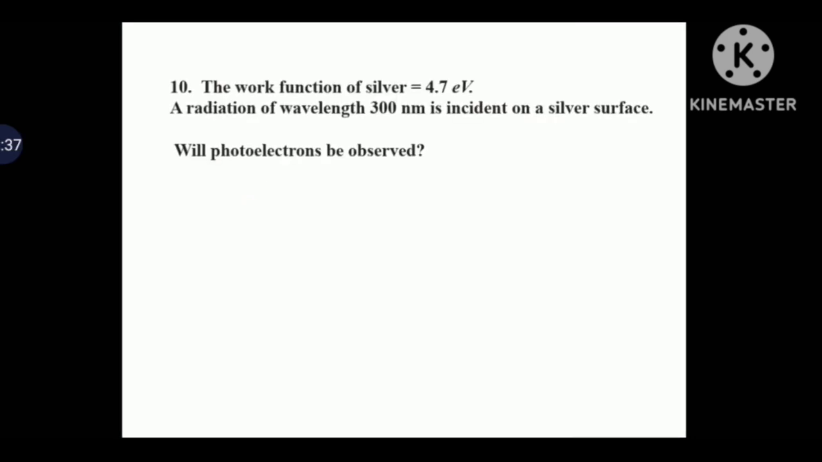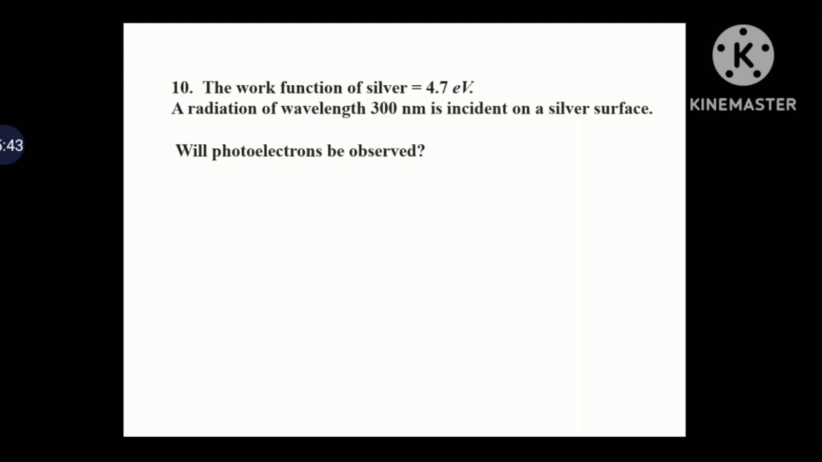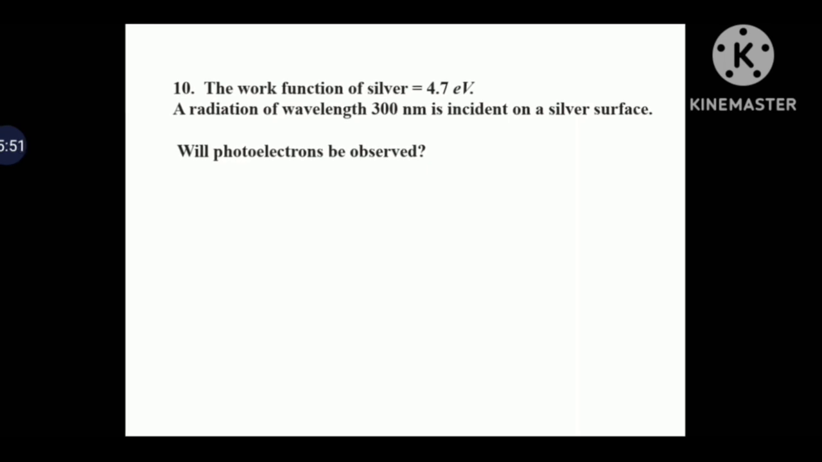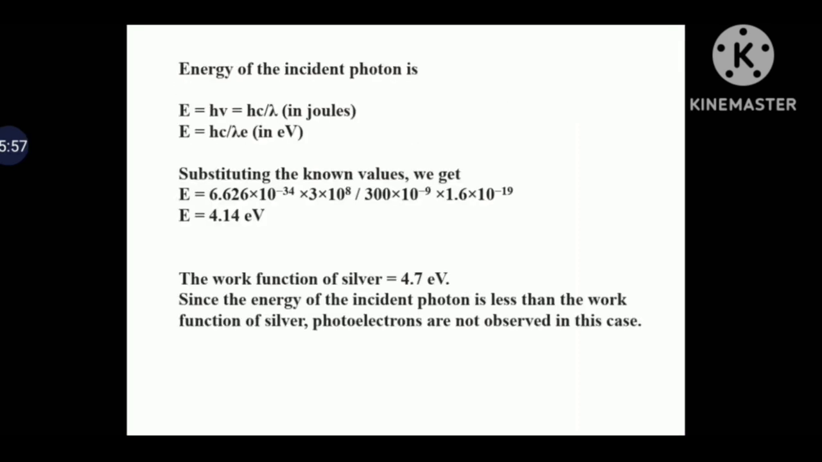Question number 10. The work function of silver is 4.7 electron volt. A radiation of wavelength 300 nanometer is incident on a silver surface. Will photoelectrons be observed? Let us find the answer.